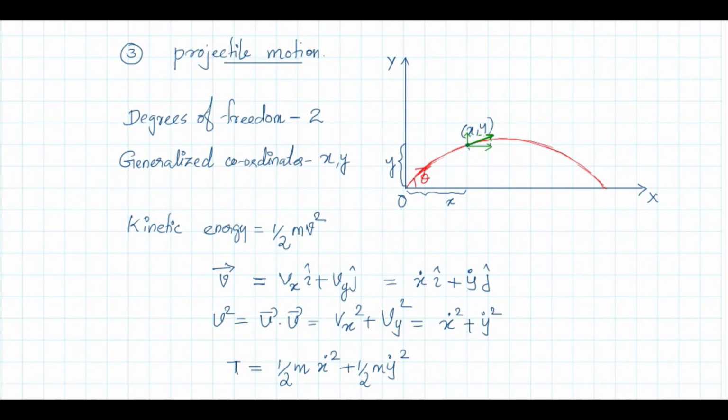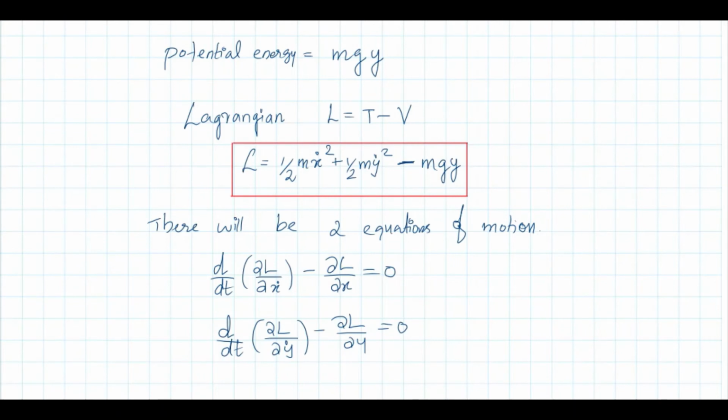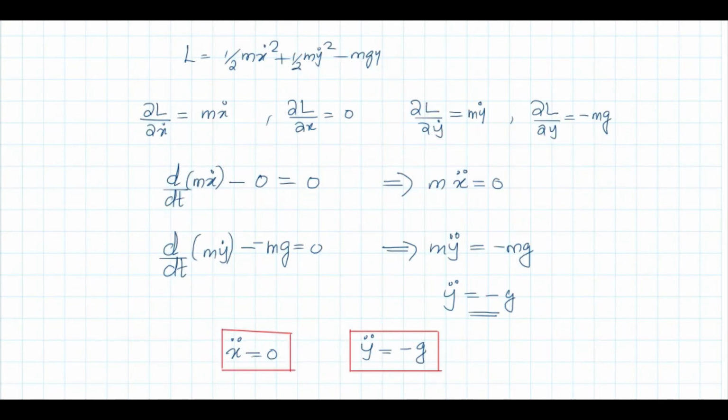There is no force along the x direction. The velocity along x direction will be a constant throughout. Okay, throughout the motion, velocity along x direction will be a constant. Velocity along y direction, first it will decrease and it reaches 0, and then it will increase in the reverse direction. That is the case with the projectile motion. Okay, so this is the Lagrangian formulation of projectile motion.